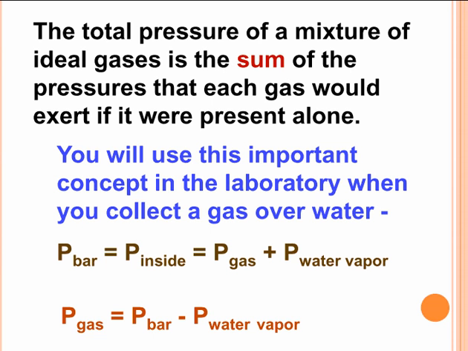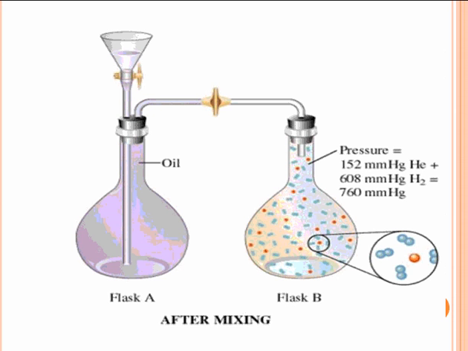And we're not going to be doing this lab where we're collecting gas over water, but basically the barometric pressure is the pressure inside, which is equal to the pressure of the gas plus the pressure of the water vapor, and so you can use those calculations. Anyway, we won't be dealing with that, but I just wanted to make sure that you had an idea of what Dalton's law of partial pressures was about.